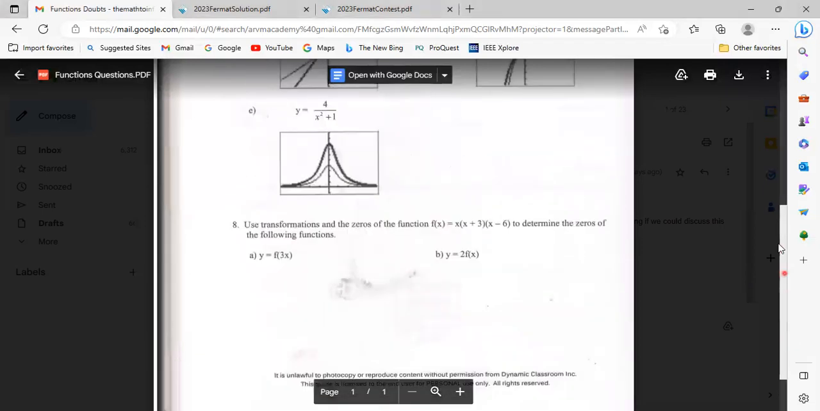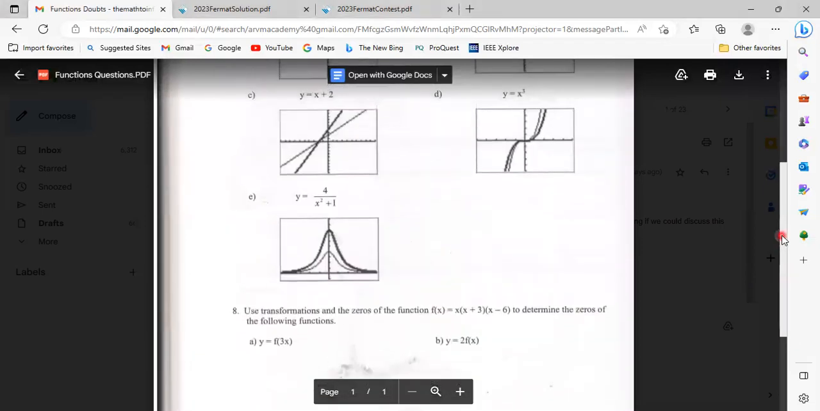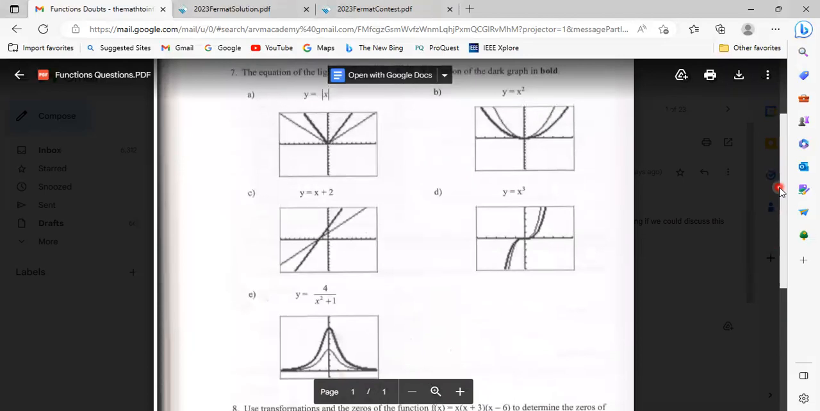Any other question from this page? No. Okay, then we'll go back to the Fermat one. Okay.